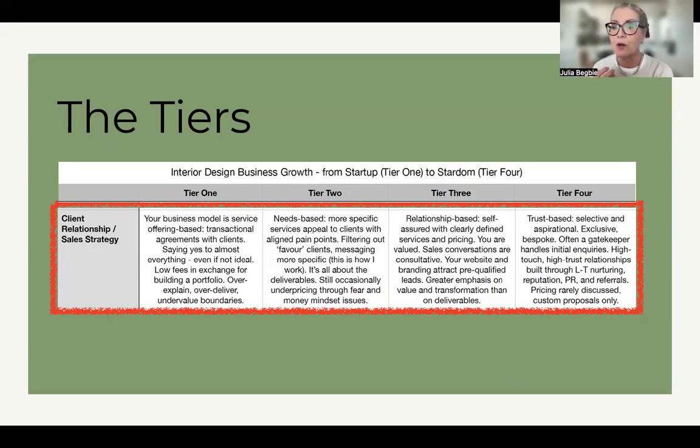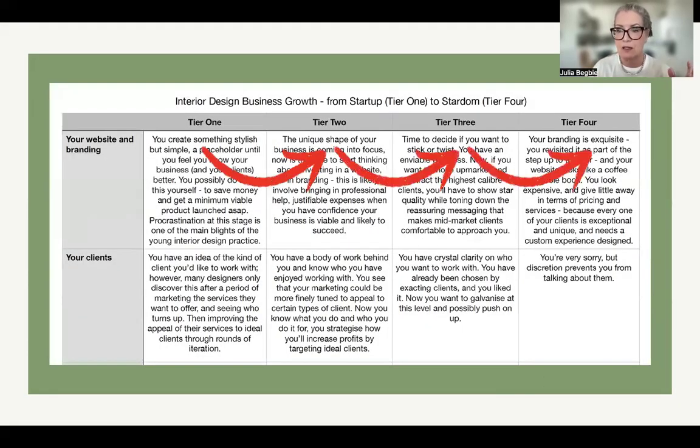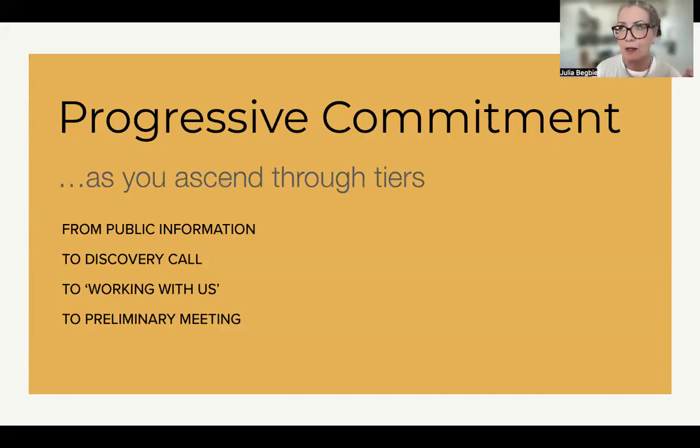Ultimately, at tier four, you are exclusive, you're bespoke. You often have a gatekeeper, so there's somebody who's filtering on your behalf, making sure that only the most optimal clients are getting through to you, and you are operating high trust relationships built through long-term nurturing, reputation, PR, and so on. So this is how we move through our tiers, and this enables us to have a slightly different experience depending on what level you're currently at.